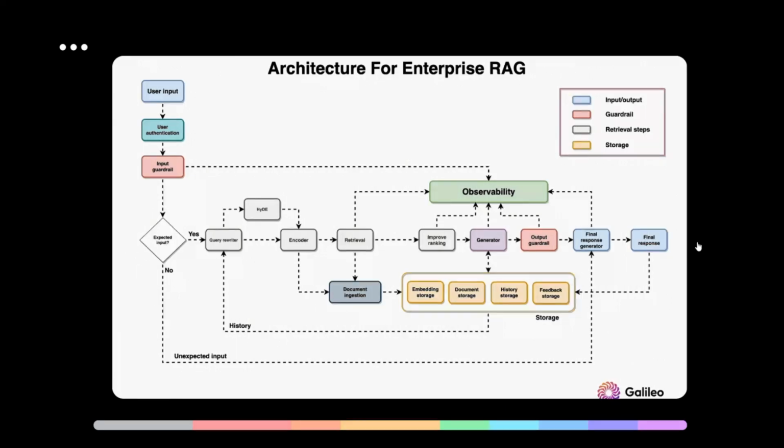As you can see here as well, you have document ingestion, you have storage. What basically happens is you have a retriever, right? Then it goes to the encoder, retrieval of the documents is done, ranking is improved, it goes to the generator, and then to a guardrail so that it does not output something that should not be given as an output, right? Get the final response, send it back to the storage. Again, you do a lot of stuff, and finally, you give it back to the user.